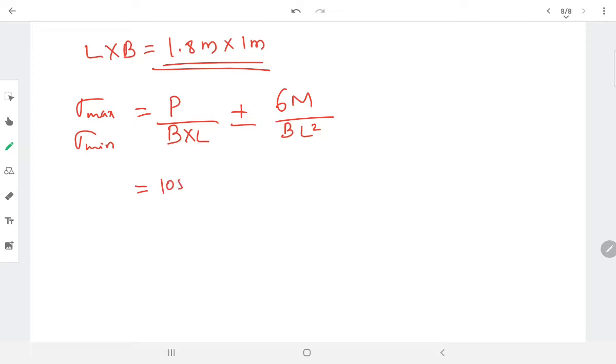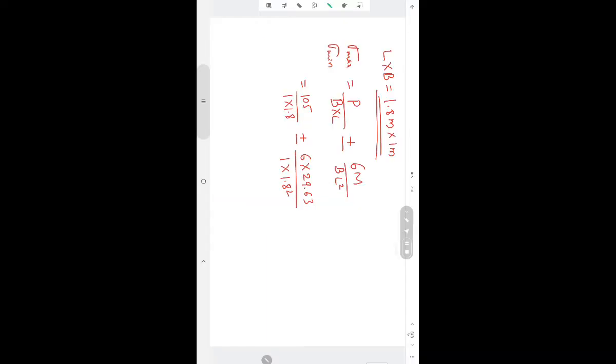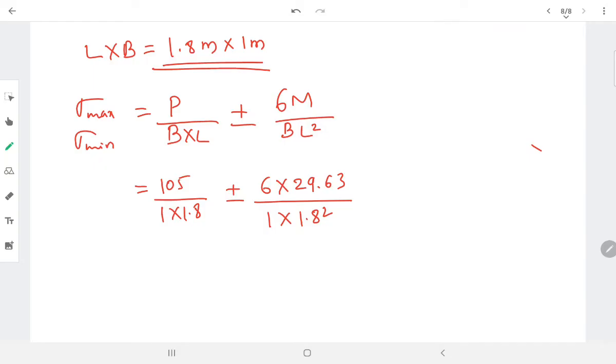So substitute the values. P we know is 105. B is 1 into 1.8 plus or minus 6 times 29.63 divided by B is 1 and L is 1.8 square. If you do this, we get sigma max equals 113 Newton per mm square. Sigma minimum equals 3.46 Newton per mm square.